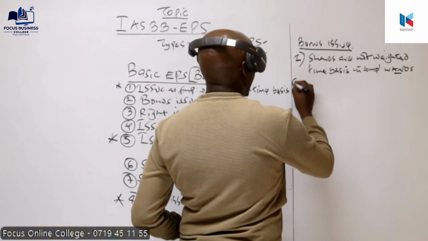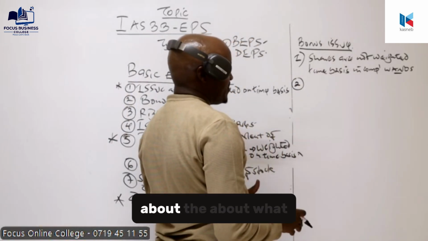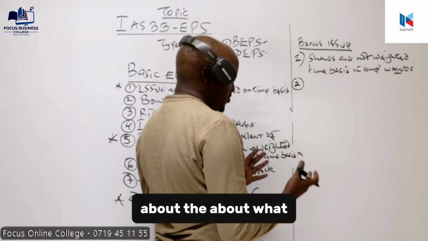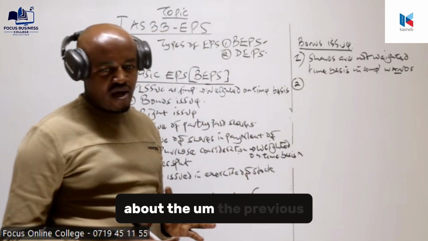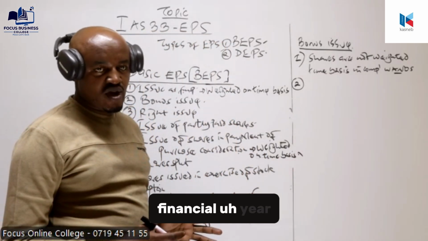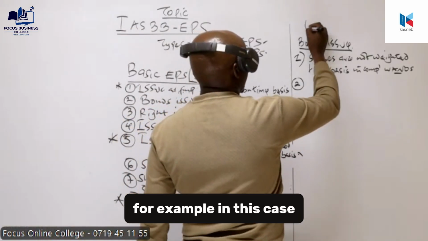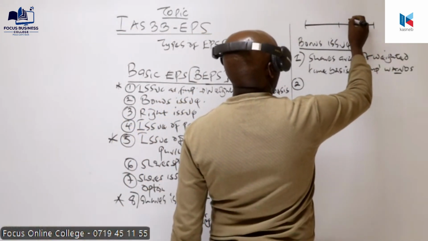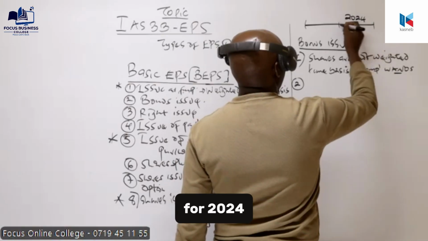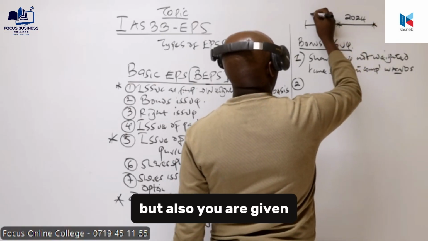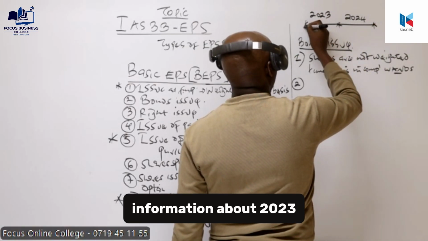Number two, in case you're given information about the previous financial year, for example, in this case, you were to compute the basic earnings per share for 2024, but also you are given information about 2023.